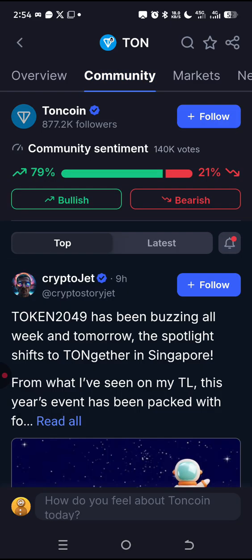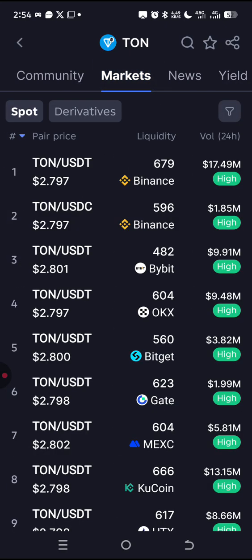Oh, yes, it has a community. This community is bullish, 79% bullish, 21% bearish, meaning the community is saying we love Ton Coin. How many people are in the community? 877,000 followers. That is massive, ladies and gentlemen. Does it have a market where I can buy it? Oh, yes, a lot of market.